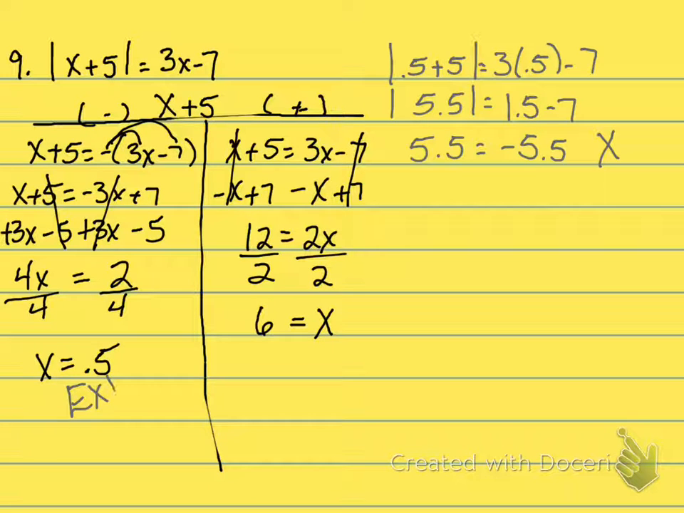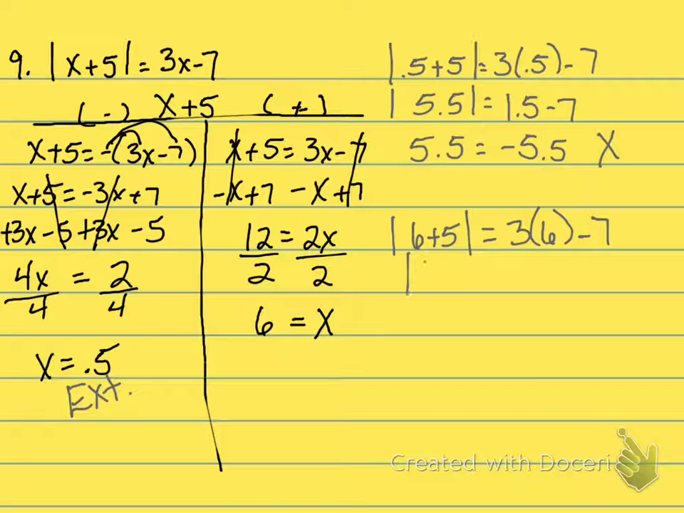So the absolute value of 5.5 is equal to 1.5 minus 7. So we have the absolute value of 5.5 is 5.5, is equal to negative 5.5. That is not a true statement, so 0.5 is an extraneous solution. Now we're going to see about x equals 6.